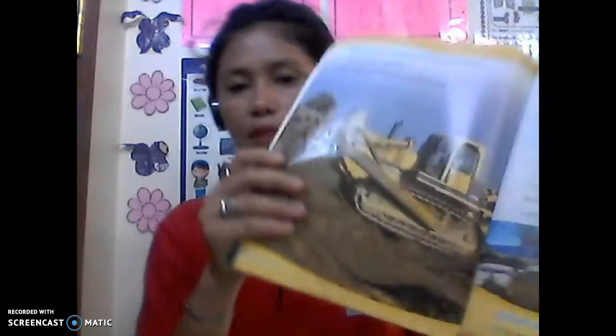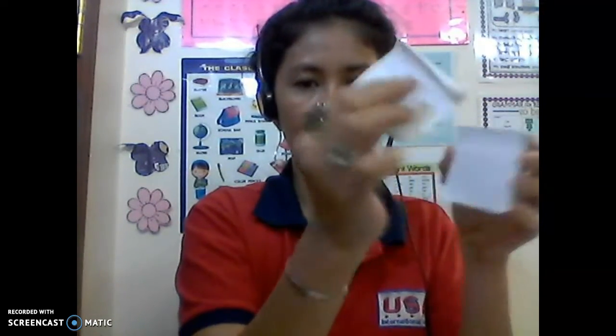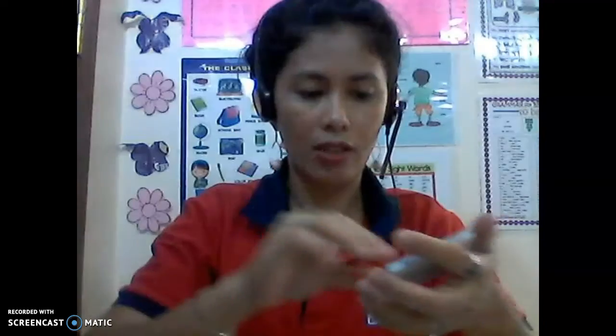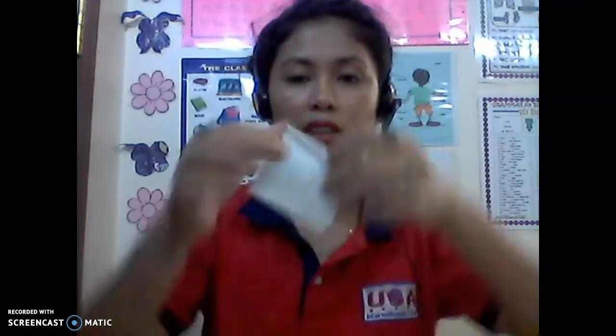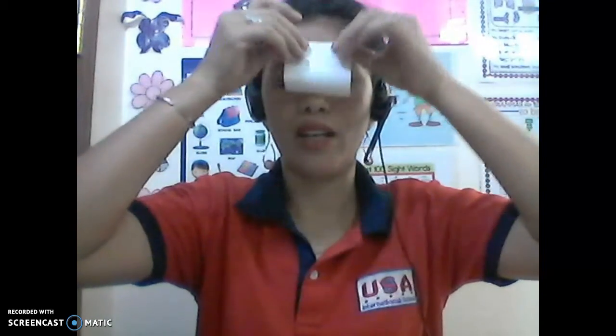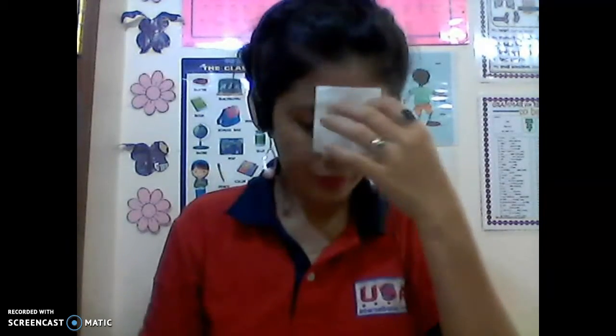In this book, for page 47, we're going to need some sticky tape or sticky notes like this one. These are things you can write notes on and stick. Sticky tape, sticky note.